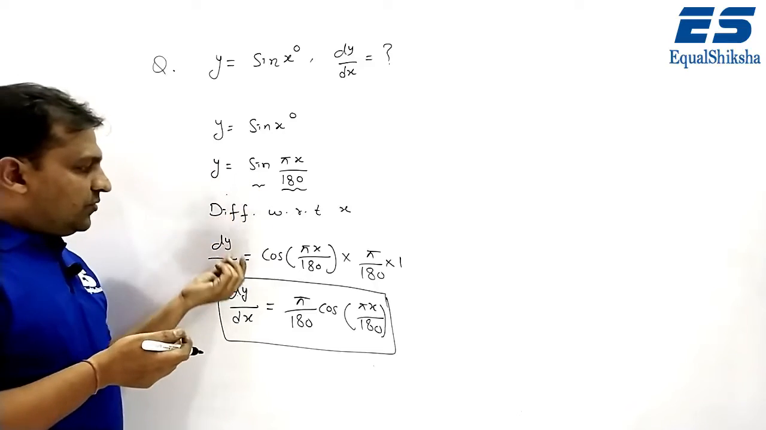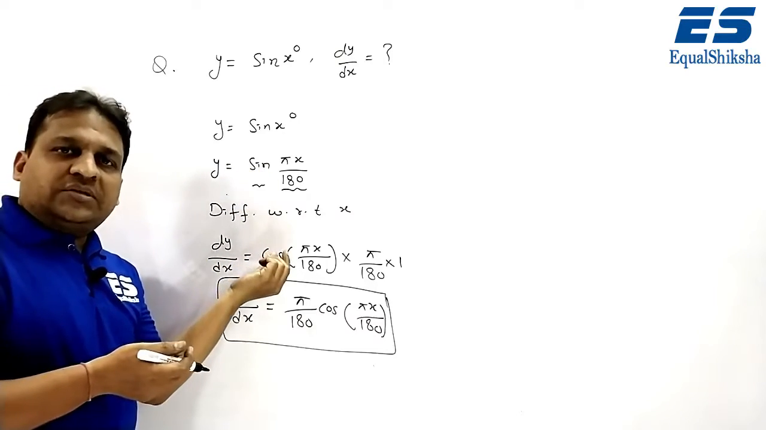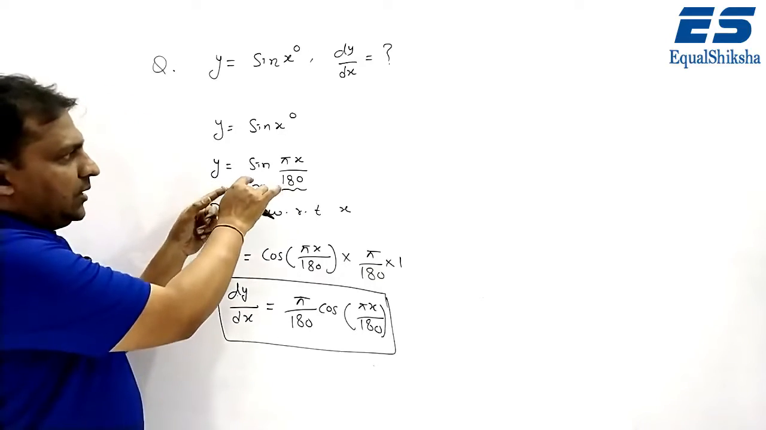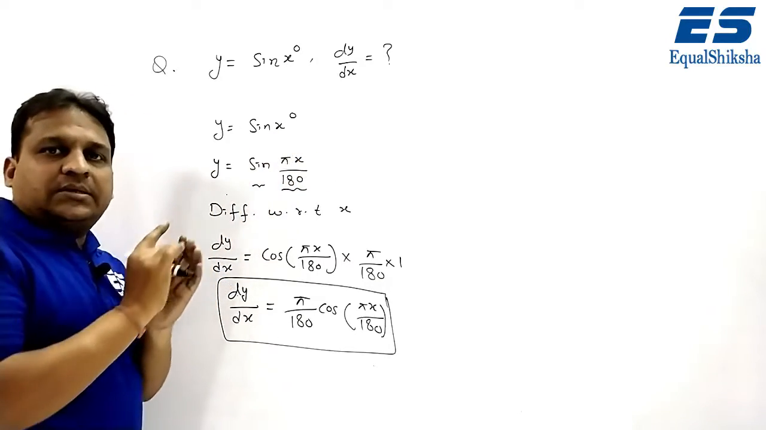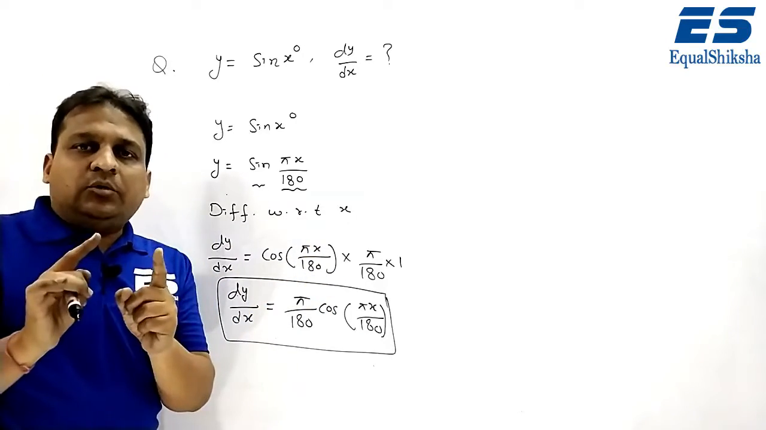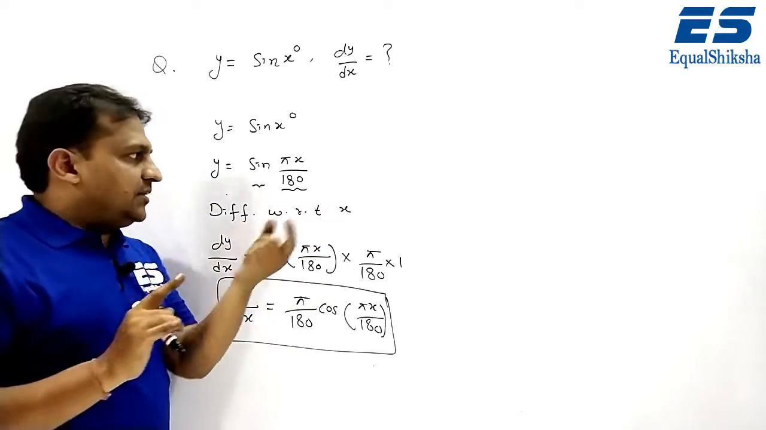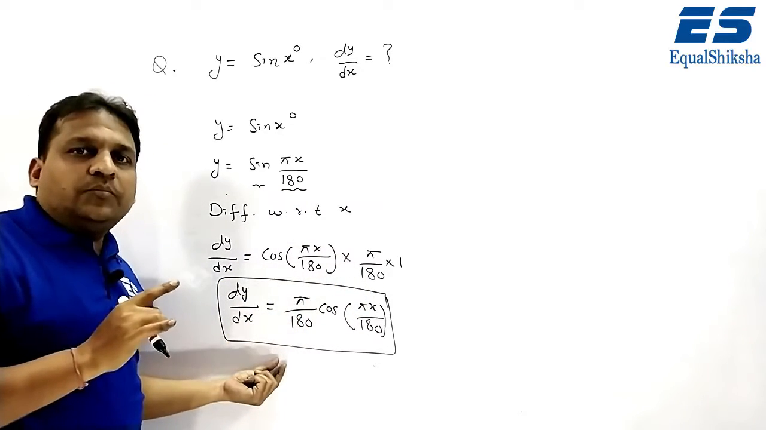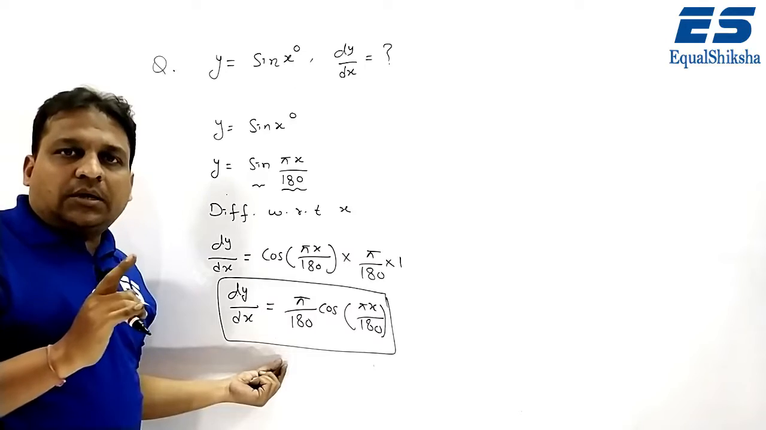For differentiation, first we differentiate the first function and the remaining function will be considered as an x. So here sine, this function will be considered as an x, so cos pi x upon 180. Then we will do differentiation of the second function, and the second function is pi x upon 180. So this is the final answer of this question. Okay, is it clear? Note down.